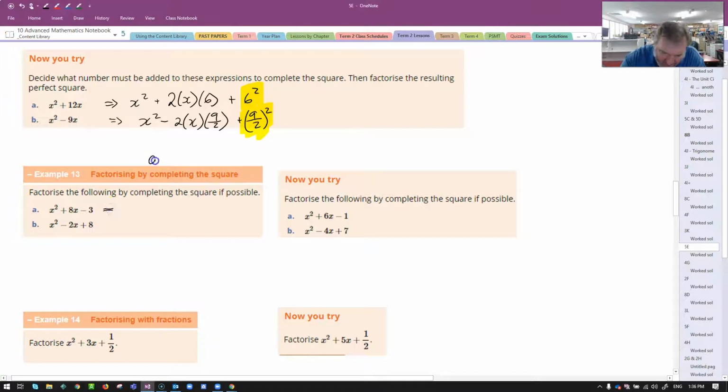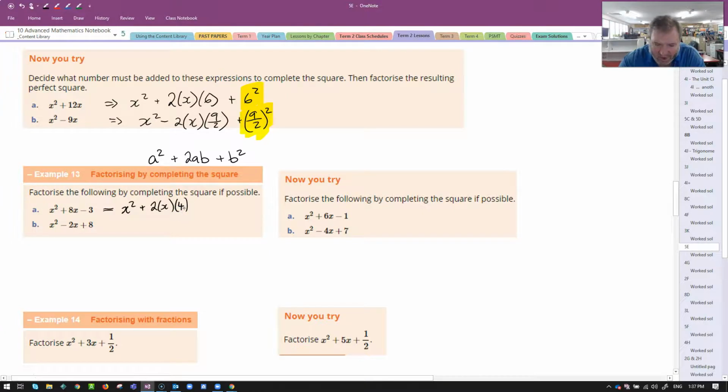I'm going to write it out again because you can't get tired of writing this. It's got to be in the form a squared plus 2ab plus b squared. And I'll use a little bit of colour to help our thinking here. So this is x squared plus 2 times x. It's supposed to equal 8x, so that other number must be 4.